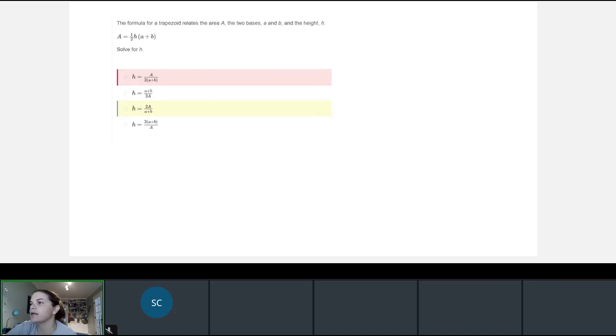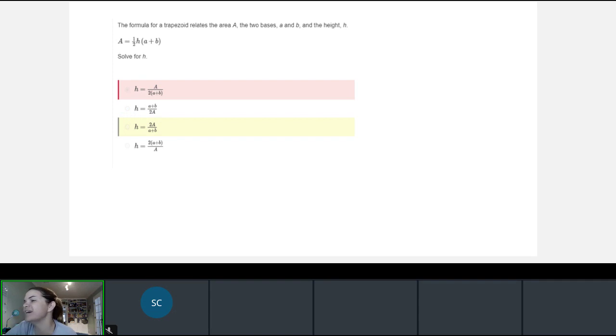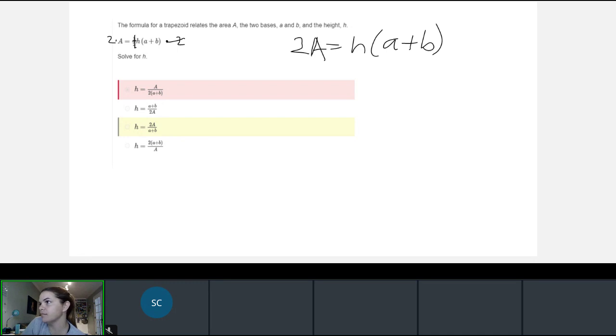Great. All righty. So this is another tricky one. Okay, good. We're going to solve for h. So A equals 1/2 h times (a plus b). So the first thing we're going to do is multiply everything by 2. So we want to go ahead and get rid of this divided by 2 here. So that goes away. So we have 2A equals h times (a plus b).